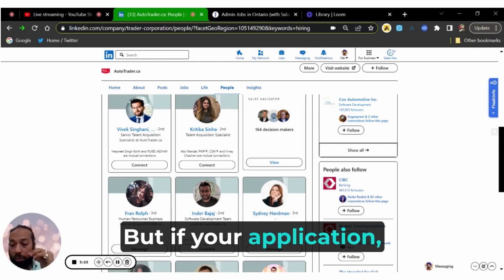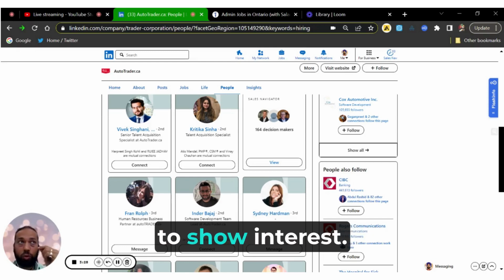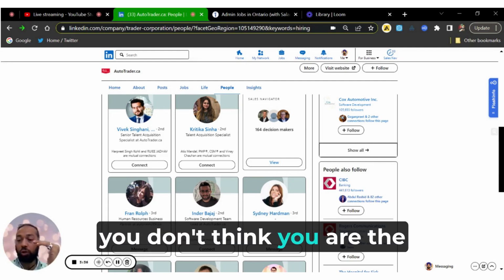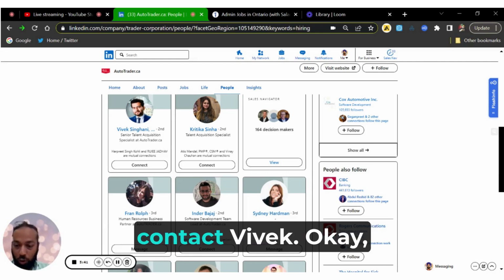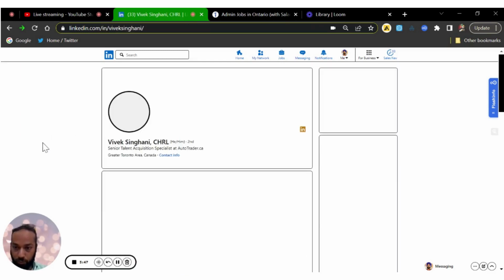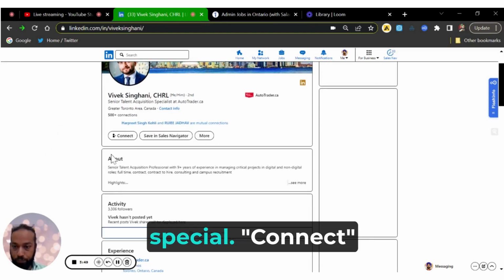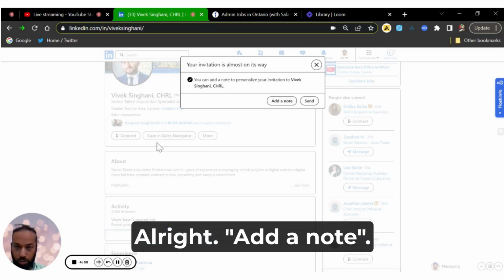But if you think you're not the top lead, then the hack here is to show interest, really. So if you don't have the elite level skills, or in that particular job you don't think you are the most eligible person, then the step is to go and contact Vivek. Okay, so here's Vivek. Senior talent acquisition specialist. And then, all right, add a note.